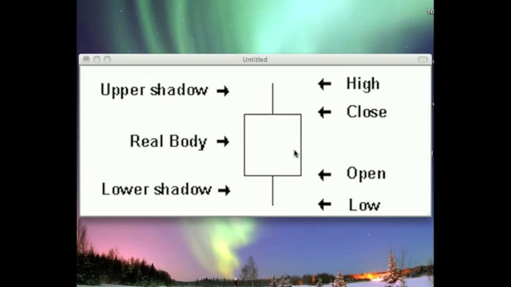As we can see here, we've got the real body. This makes up the majority of the trading day. We also have the upper shadow, which represents the high, and then the lower shadow, which represents the low. So when the candle is white, the open is at the bottom. It indicates that the stock price opened here and it closed here, right at this line.